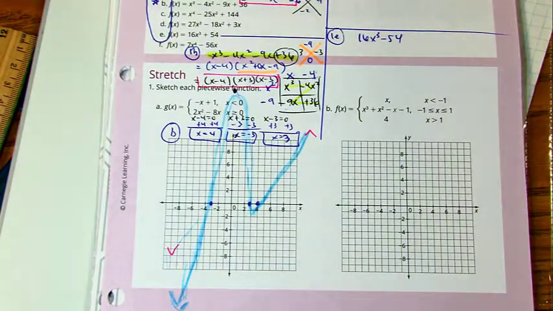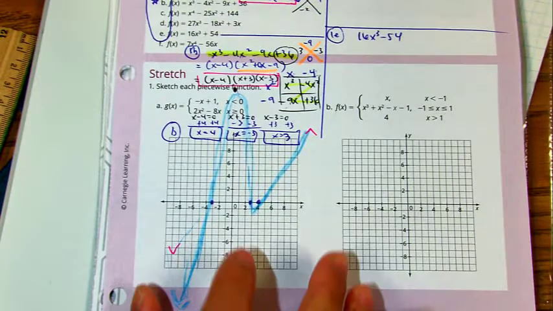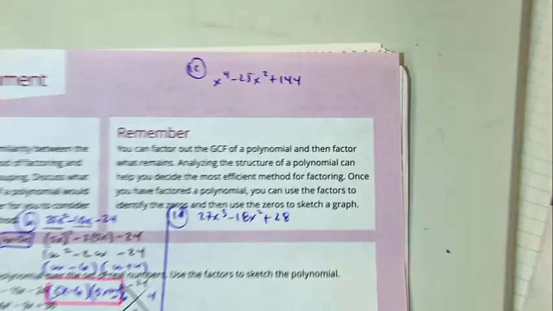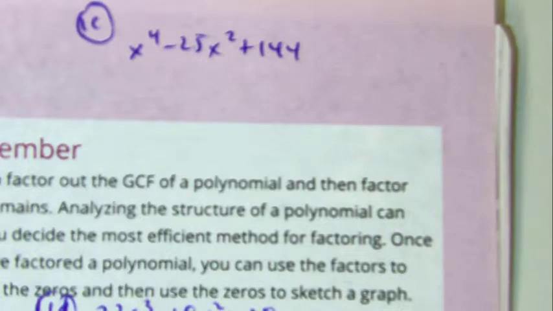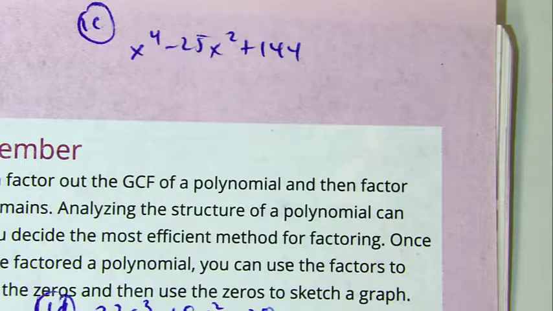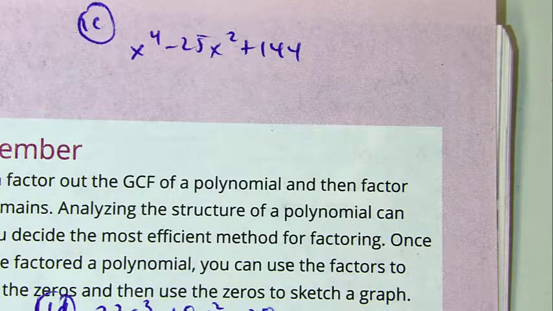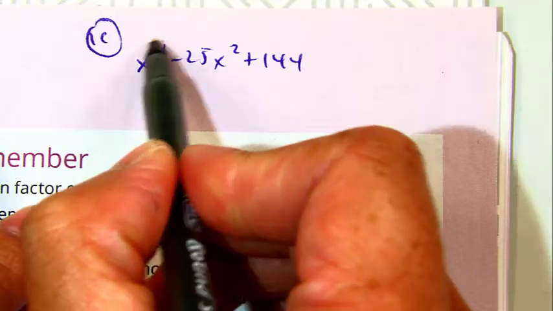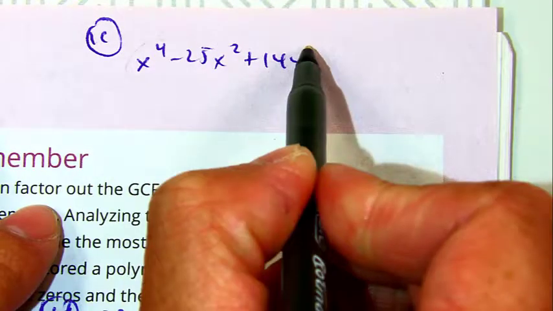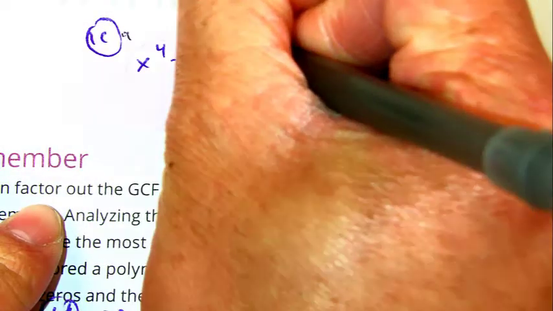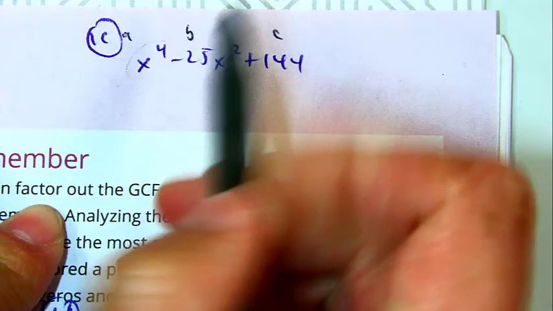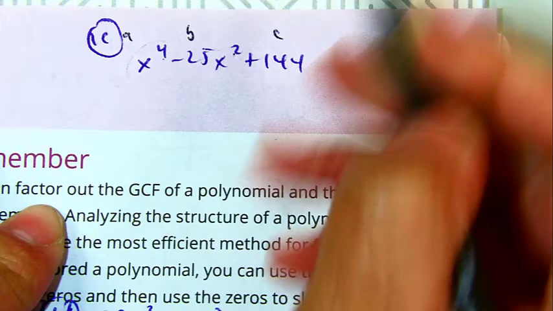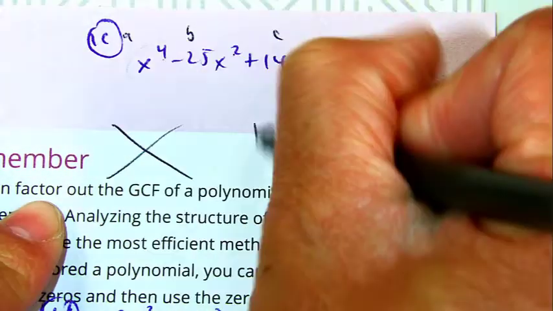Question C, we have to factor a higher degree polynomial. x to the 4th minus 25x squared plus 144. I have 3 terms, 1, 2, 3, which basically means that I have an A, B, and C. And then half of 4 is 2, so I can use both my x and my box.